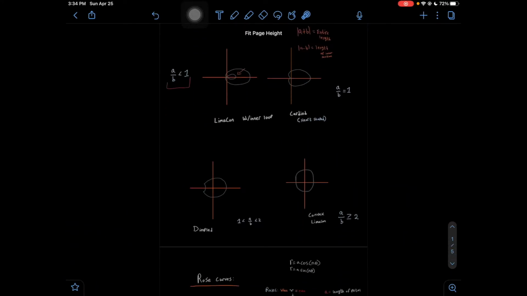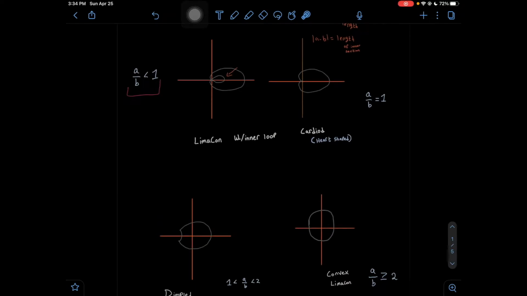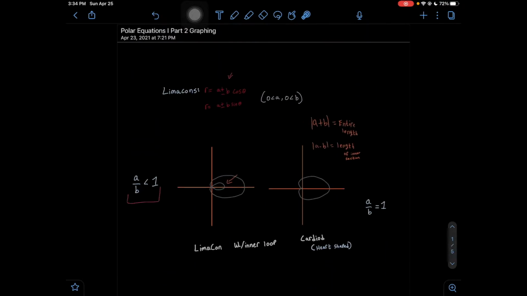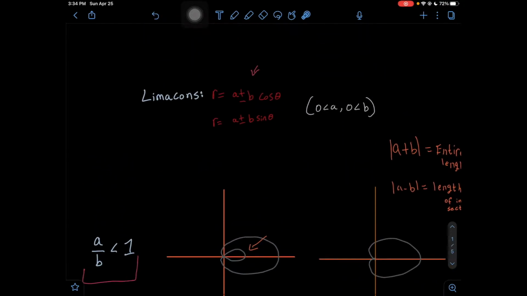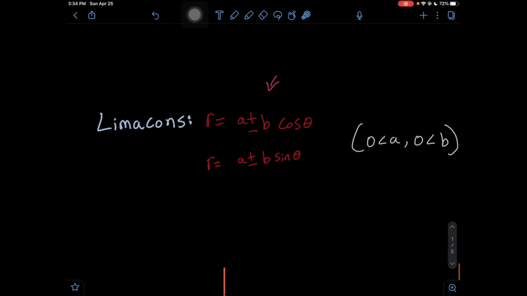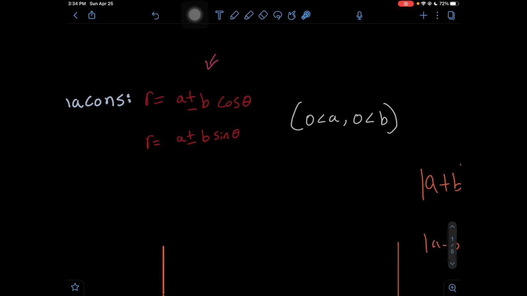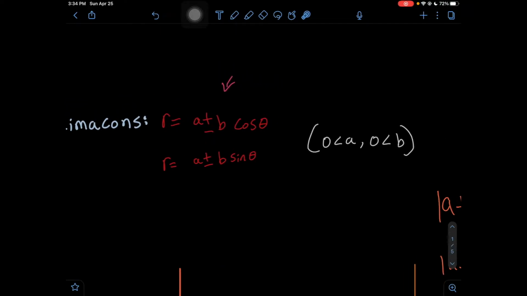In Limaçons, there are four different types, those being a Limaçon with an inner loop, a cardioid Limaçon, also known as a heart-shaped Limaçon, as well as a dimpled Limaçon and a convex Limaçon. To start off, let's look at the base equation for a Limaçon. The base equation for a Limaçon is r equals a plus or minus b cosine of theta, or r equals a plus or minus b sine of theta. Also, a is going to be greater than 0, as well as b is going to be greater than 0.